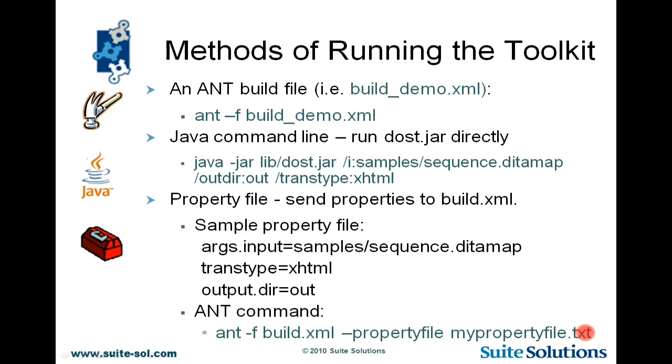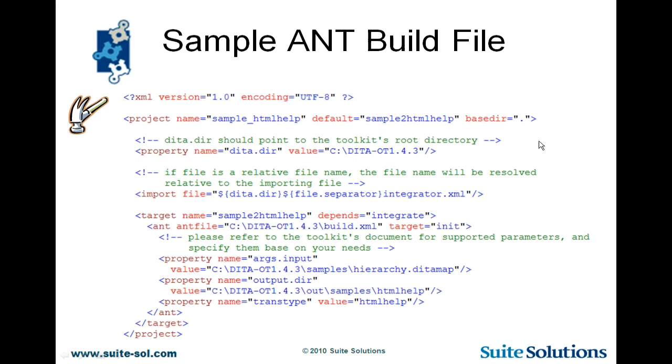And that text file would have the same three main components we had in our earlier methods, namely args.input, trans type, and output directory. This third method I think is the least common way of doing it, but it's basically a variation on the ant method, but it does work and is a valid option if you'd like. Okay, so we're going to focus today on the sample ant build file, which we've already mentioned.